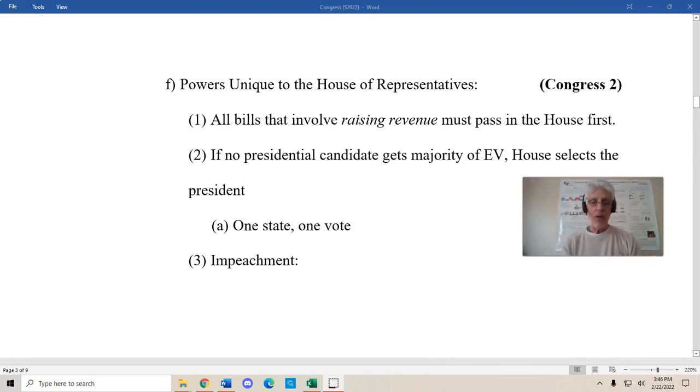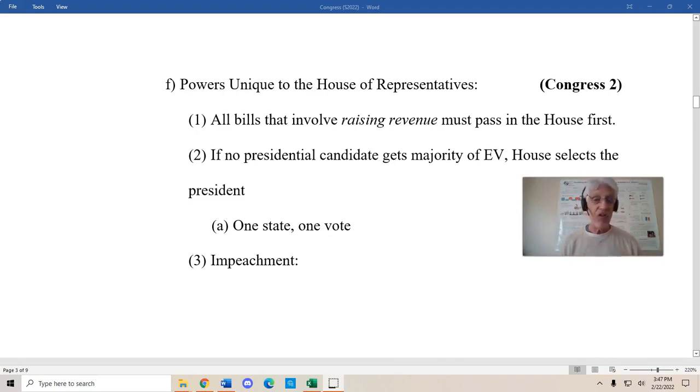So the first power unique to the House of Representatives: any bill that involves raising revenue has to pass the House of Representatives first. So what do I mean by that? First, what do I mean by raising revenue? Revenue is money. So any bill that brings more money into the federal government is an example of raising revenue.